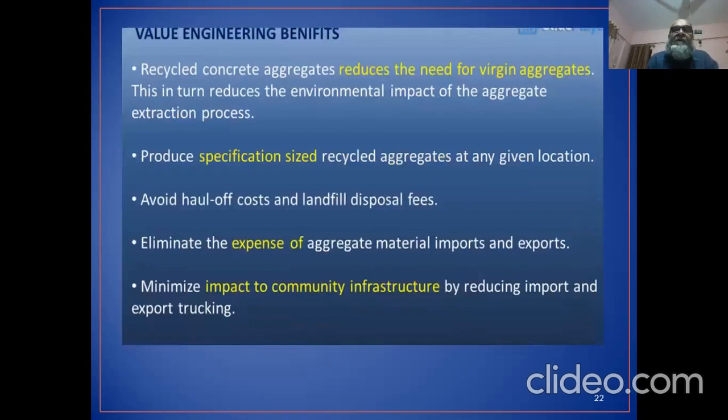What value does this add? RCA reduces the need for virgin aggregates, reduces the environmental impact of the aggregate extraction process, produces specification size recycled aggregates at any given location, avoids haul cost and landfill cost, eliminates the expense of aggregate, and minimizes impact to community infrastructure by reducing import and export.